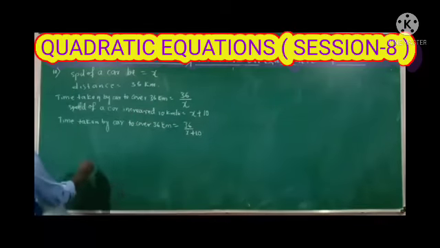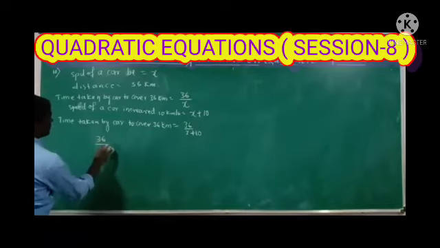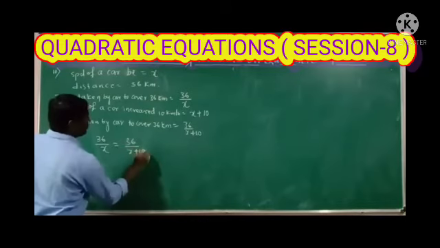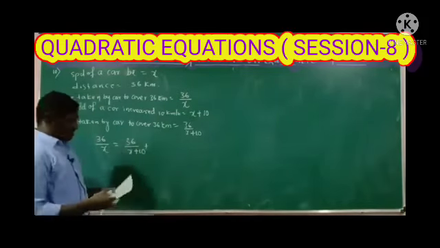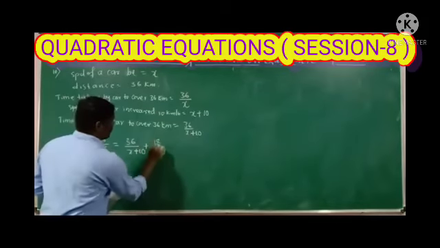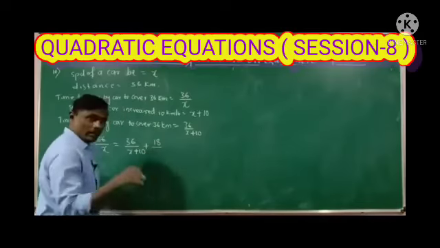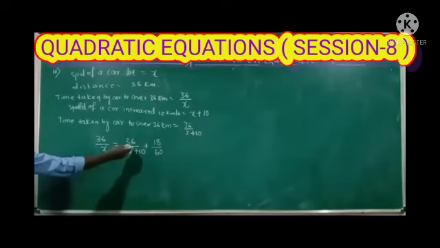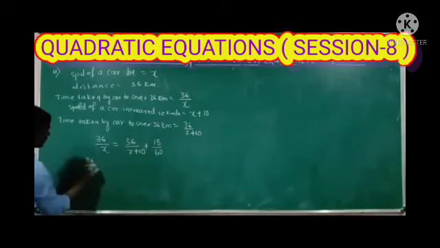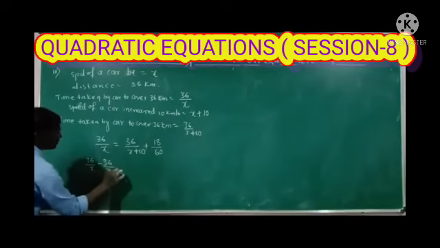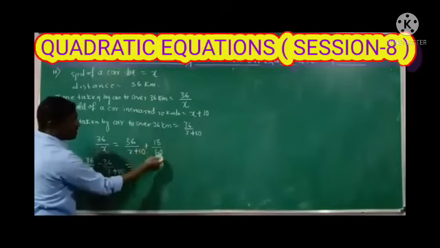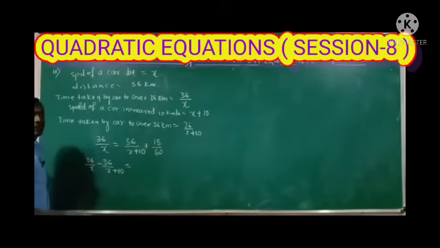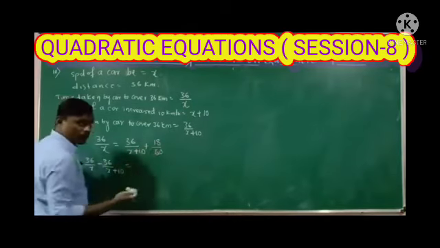According to the given question, 36 by x is equal to 36 by x plus 10, plus it will reach the same destination 18 minutes. We are converting minutes in terms of hours, so 18 divided by 60. Now take this part to the LHS side: 36 by x minus 36 by x plus 10 is equal to 18 by 60. 18 and 60 are both multiples of 6, no?